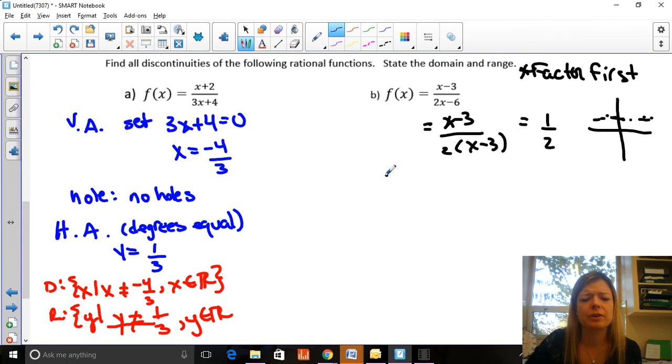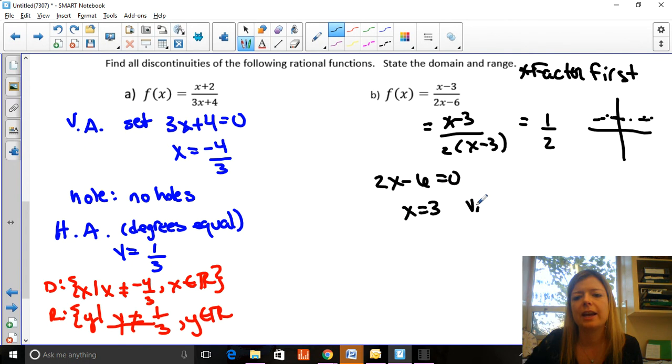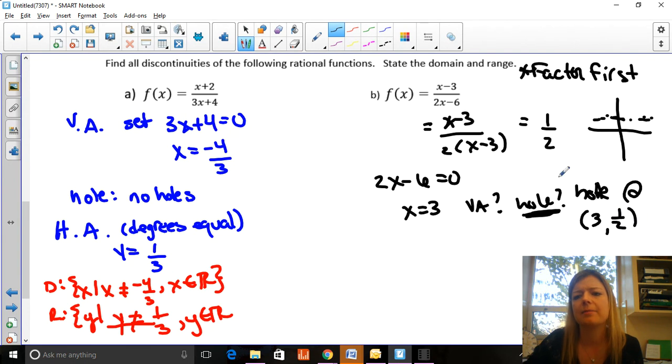So there are actually no vertical asymptotes. Actually, no, I should put the original denominator, 2x - 6 equals 0, x equals 3. Now, is it a VA or is it a hole? So if I put 3 into the numerator, I also get 0. So it's a hole. Hole at (3, 1/2). Okay, because if I put 3 into the function once it's rearranged, I would get a half. Well, no matter what I put in, I get a half. So there's a hole there at (3, 1/2).